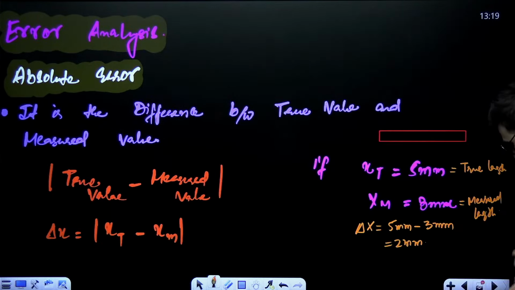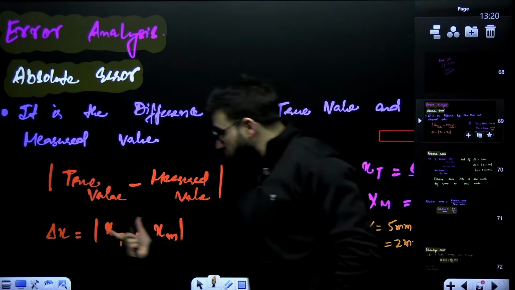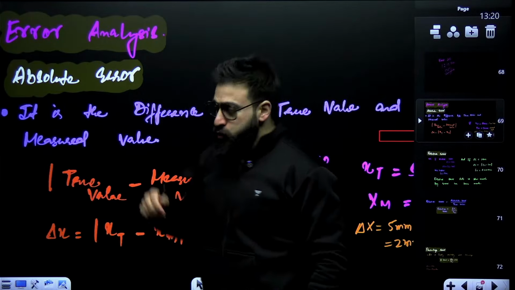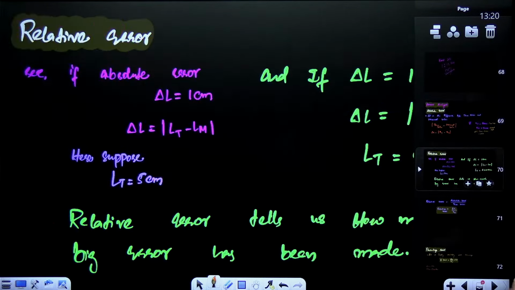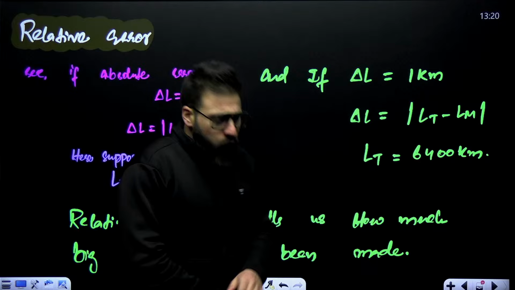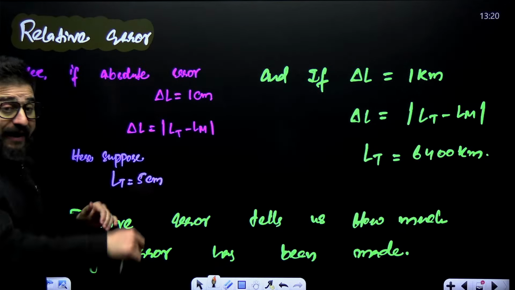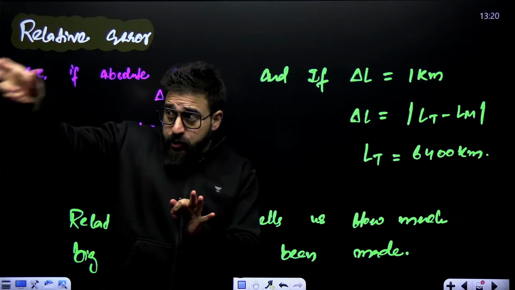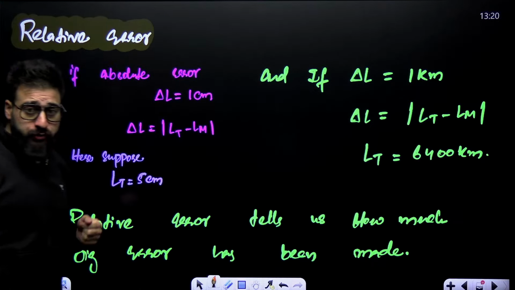Now, my dear friends, it is 2 mm. So this 2 mm came out to be equal to the absolute error: true value minus measured value. Let's suppose, my dear friends, we need to talk about one more error, that is what we call the relative error. Absolute is what? True minus measured. Now we need to talk about the relative error.